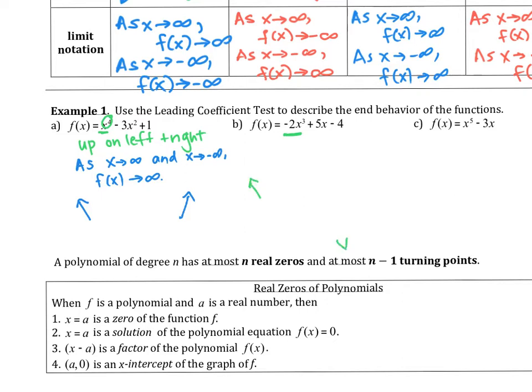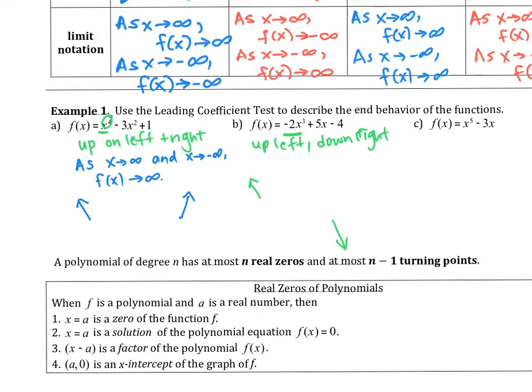Odd has a mismatch. Okay, it's odd and it's negative, so it goes down on the right. If I were describing this, you can describe what you see. What does it say? Up left, down right, rises on the left, falls on the right. Your book likes to use falls and rises a lot.